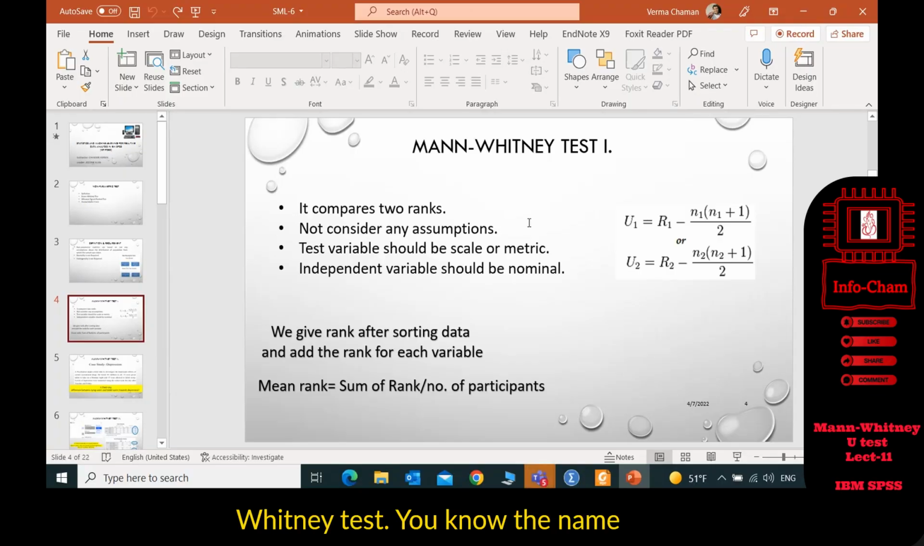Mann-Whitney test, the name will be of the inventor of the test. So please Google it: who invented it, and when. You can see the theory later on.